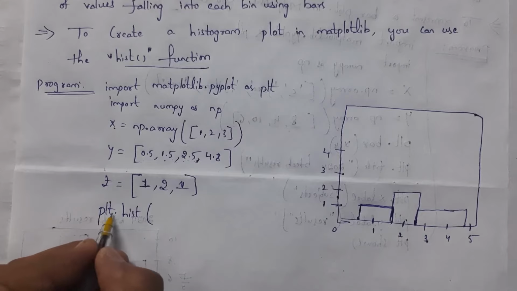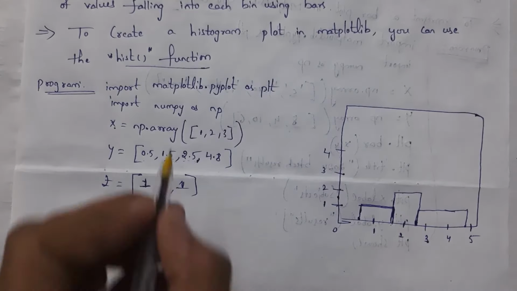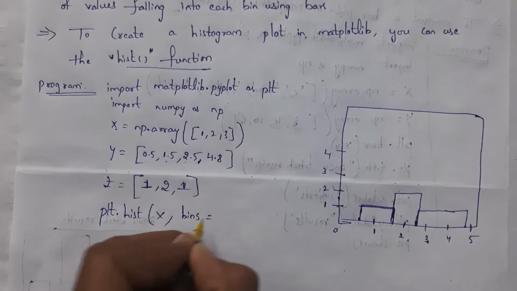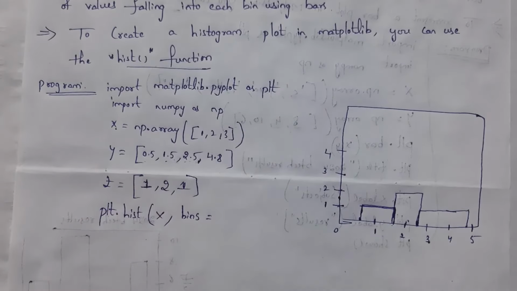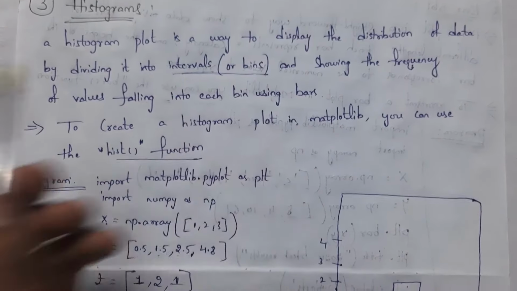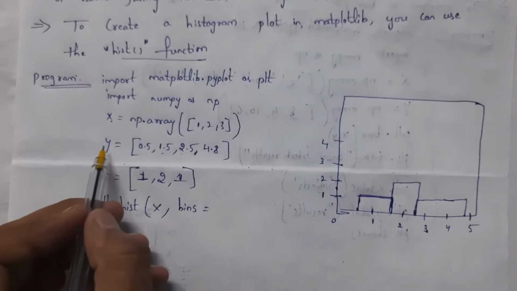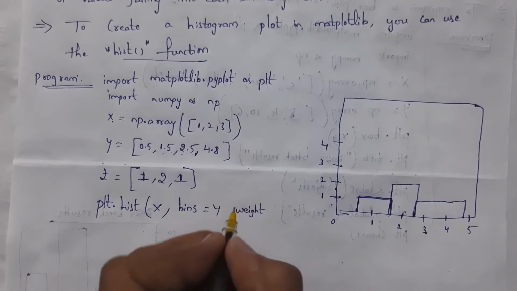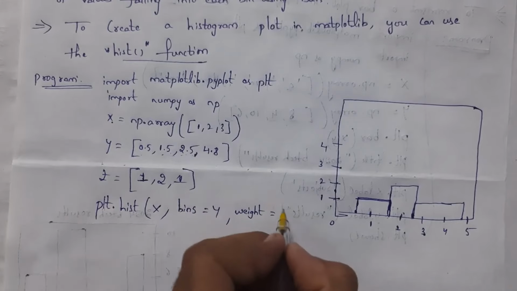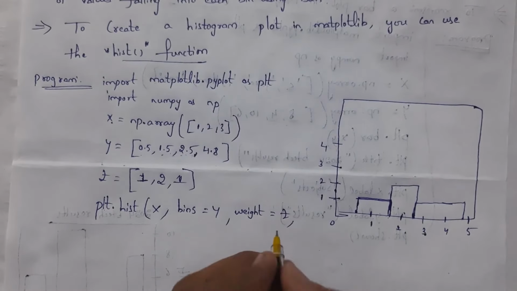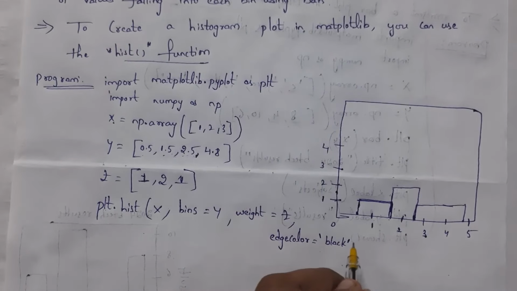So write here plt dot hist of, my data is stored in variable x. So write here x comma bins equal to, bins is nothing but, I already said, intervals. We also call bins as intervals. So intervals are stored in variable y. So write here y, bins are nothing but intervals, and next write weights equal to z, it will show height, comma. Last one is edge color. Edge color equal to black in quotations.